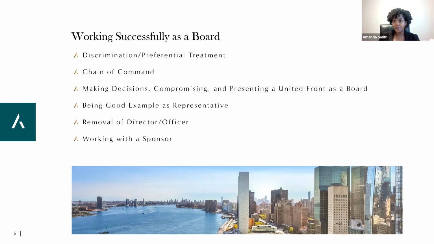Removal of a director or an officer. Sometimes you have that one board member who, it doesn't happen a lot, but sometimes it happens. You have that one board member who is disruptive, or that one board member who never follows the building rules. I will let Leah talk about the removal. I'm telling you, you're giving me all the good ones tonight. Said disruptive board member, if that needs to happen.